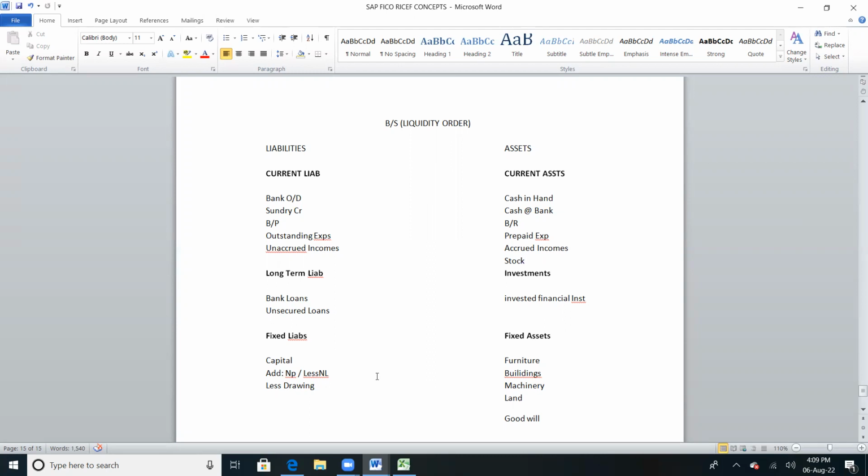Any questions? Naveen, can you repeat once again the note? Yeah, write it down. The liquidity order of balance sheet will be prepared by sole trader firms, partnership firms, banks, joint venture firms, or any other.